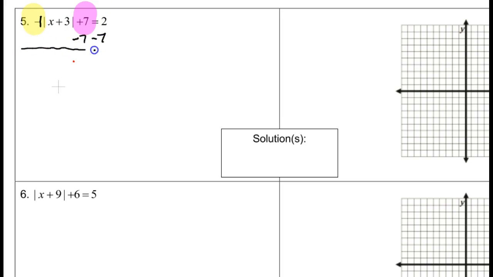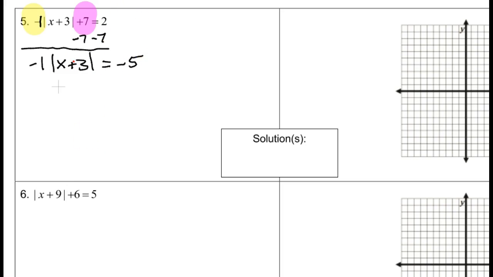Everything on the outside first. You need to write notes. If you're one that takes notes, this is where you write on the side or in your notebook, okay, take care of everything on the outside first. Addition first, then multiplying, dividing, multiply by reciprocal, things like that. So we have this. And I'm not doing anything with this plus 3 because it's on the inside.